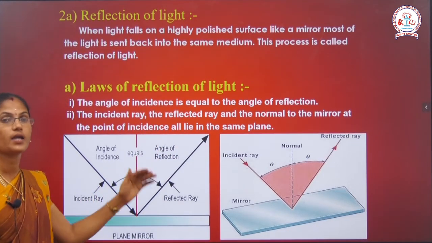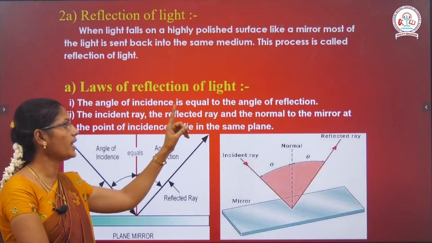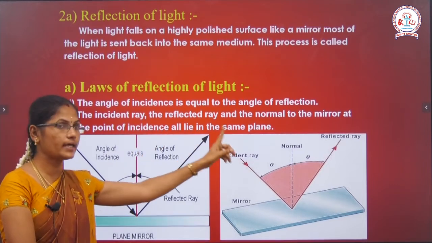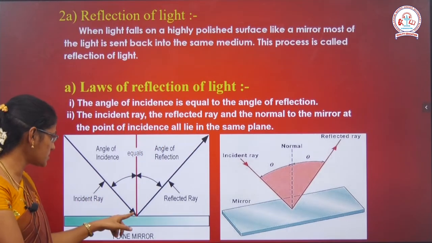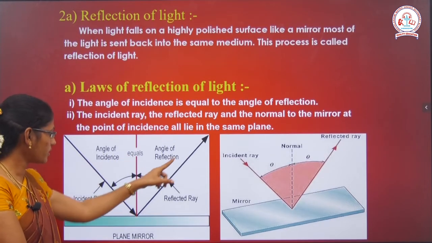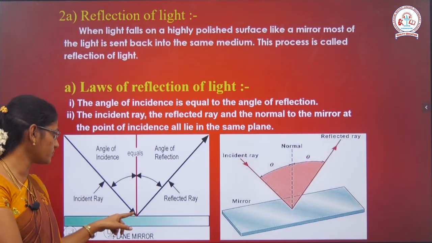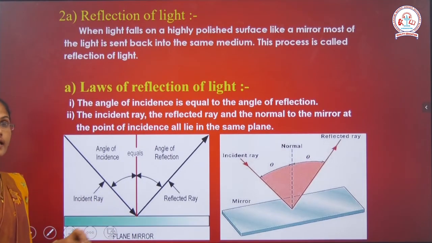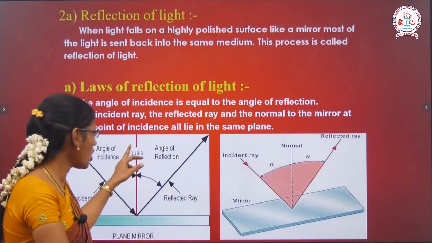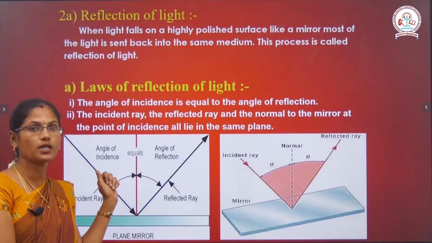Is it clear? And next thing, the incident ray, reflected ray and normal to the mirror at the point of incidence all lie in the same plane. So when the normal line, incident ray and reflected ray are all lying in the same plane, this is the second statement of the laws of reflection of light. So what does a normal line mean? It is a perpendicular line.